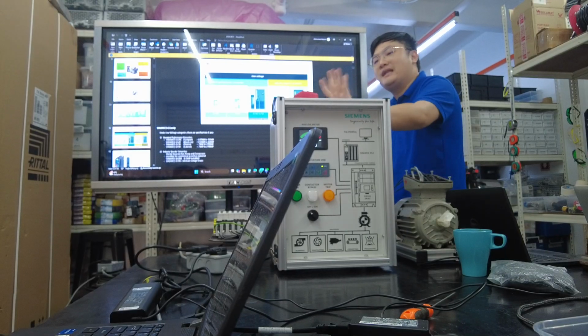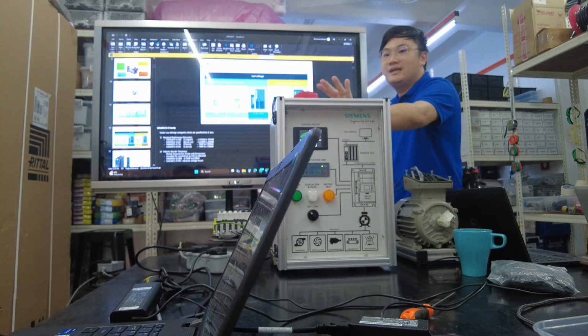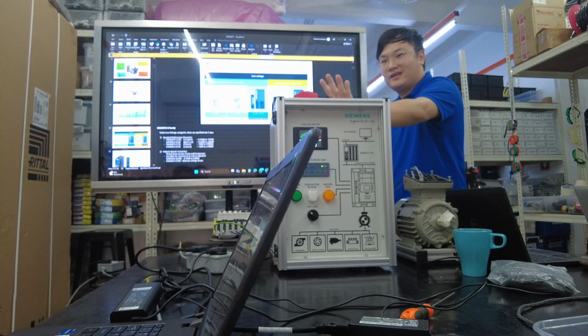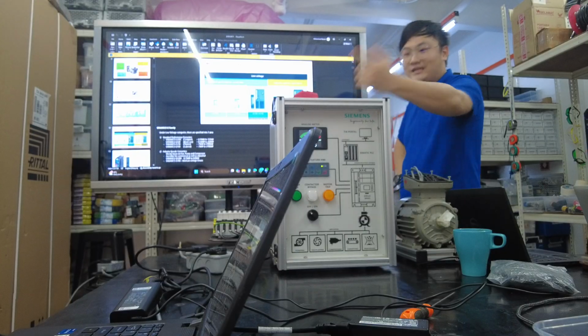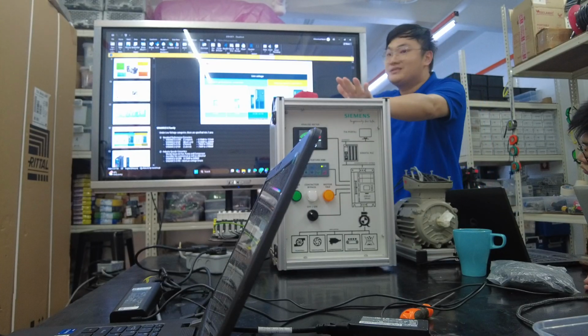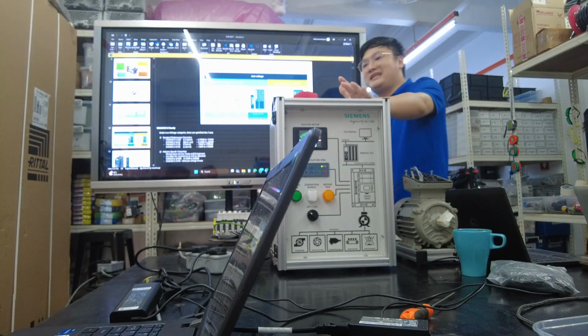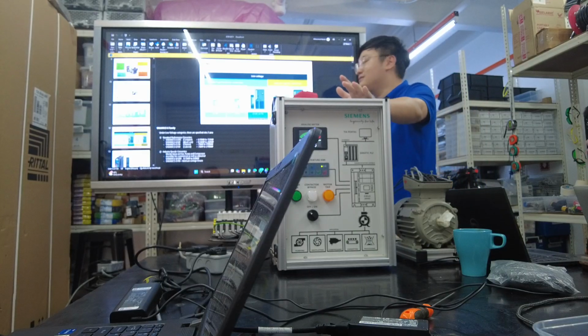HVAC. Okay. So HVAC, when we talk about HVAC, means it's a basic. Biasalah untuk heater, untuk ventilation, untuk aircon je. Untuk kilang dia ventilation. Not for process. You can use for process, but usually their recommendation for HVAC features.